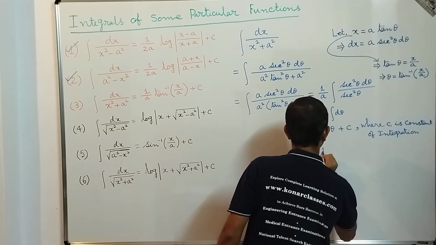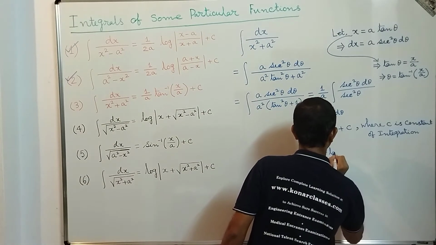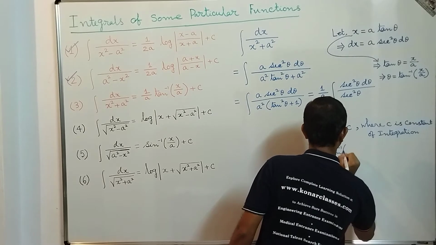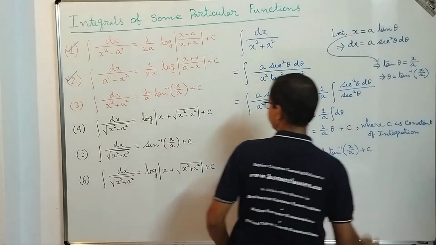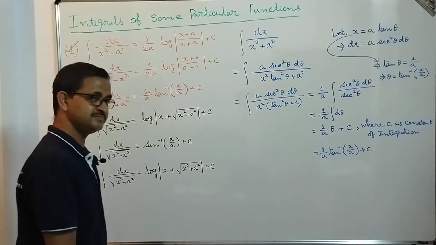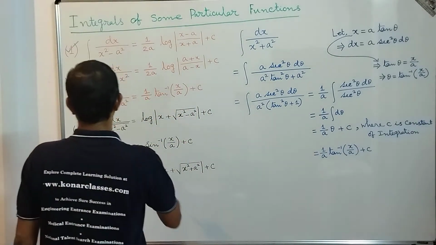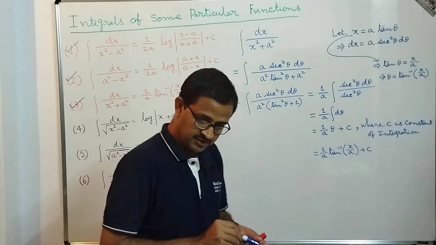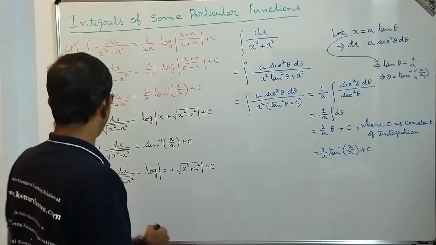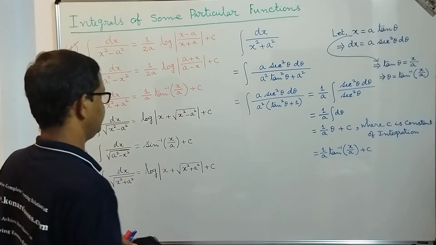So this is equal to 1 by a into tan inverse of x by a plus c, and this is what is the result, correct, dear students? So we are done with the third one. Okay, now let's proceed to the fourth one.